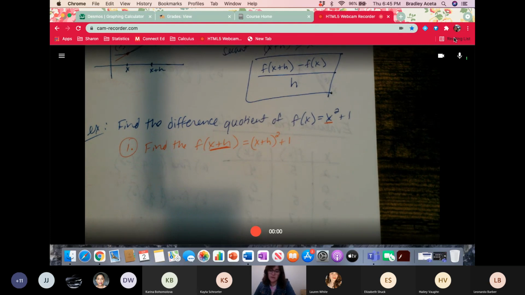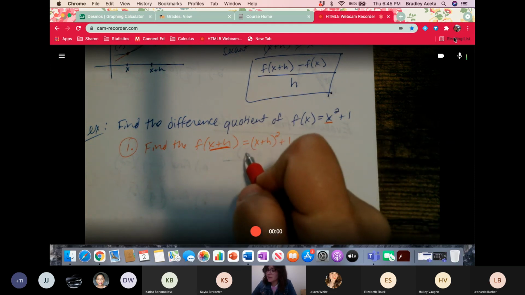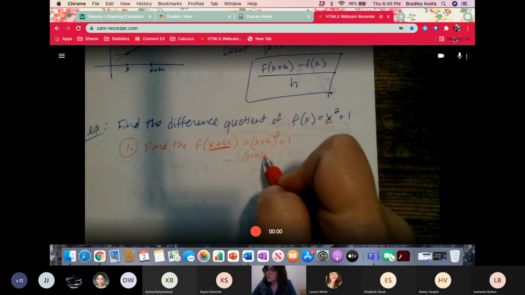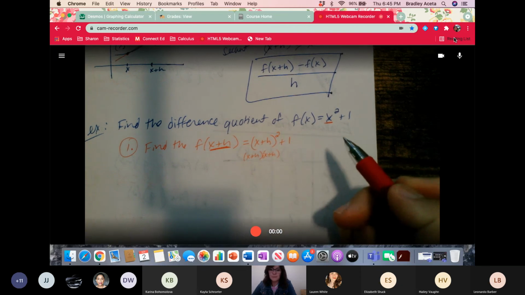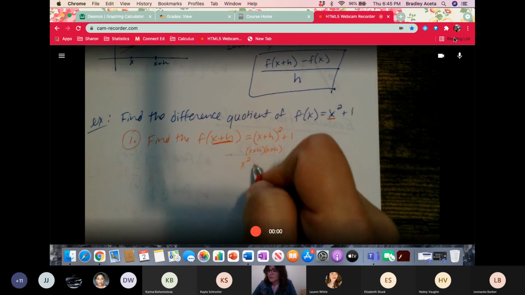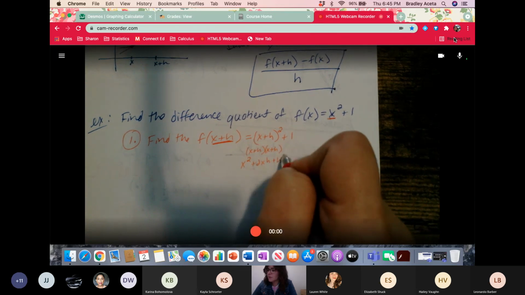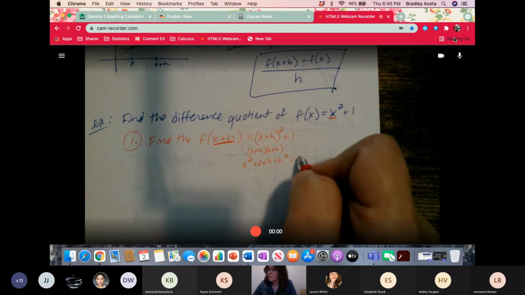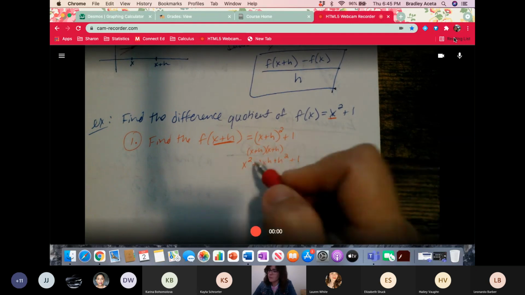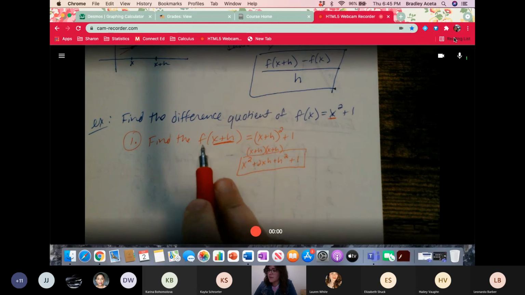Now, you got to clean it up. Sorry, it's just part of the lovely part of the difference quotient. X plus h squared means x plus h times x plus h. So you got to FOIL it out. And that would be x squared plus 2xh plus h squared. And then don't forget you have plus 1. Put a box around that. That right there is f of x plus h.